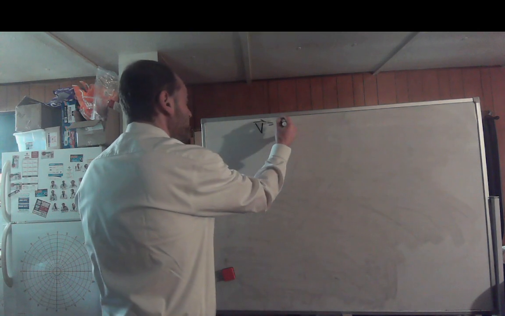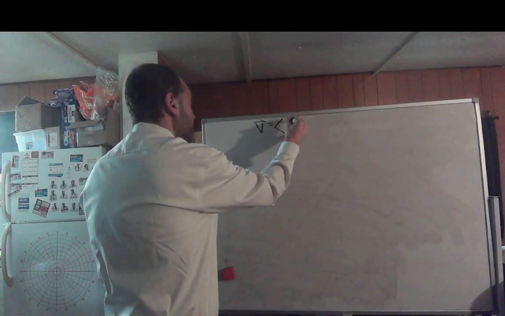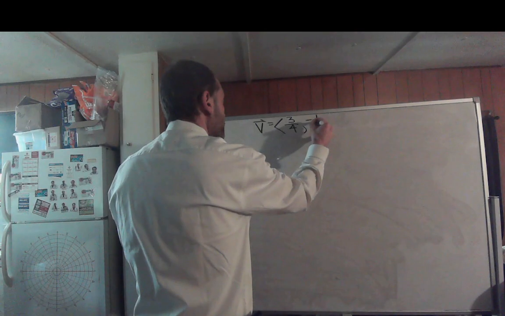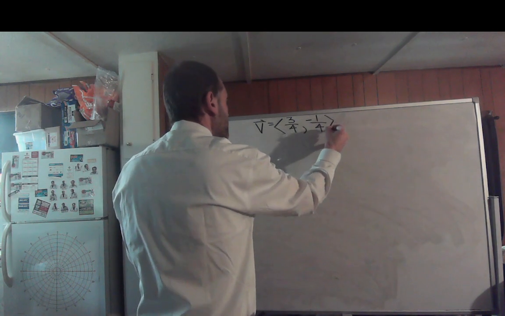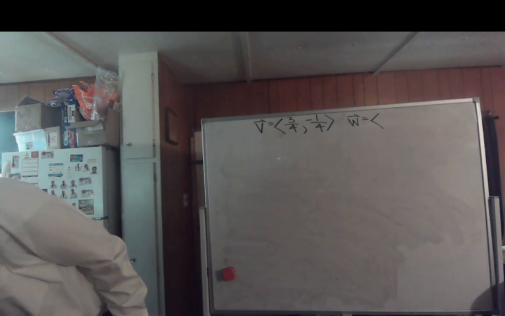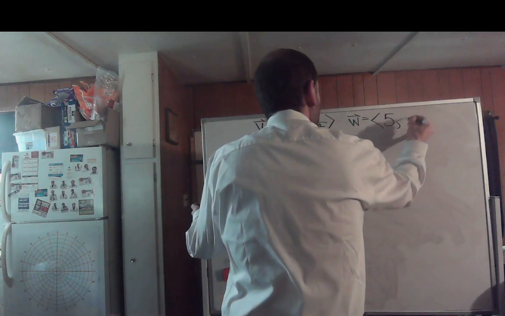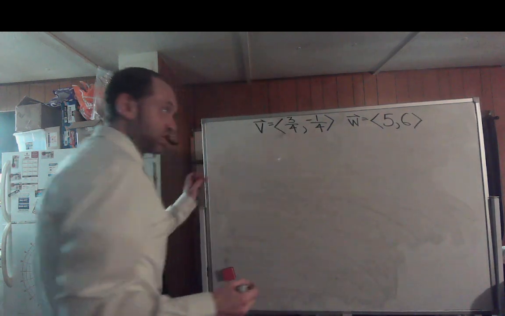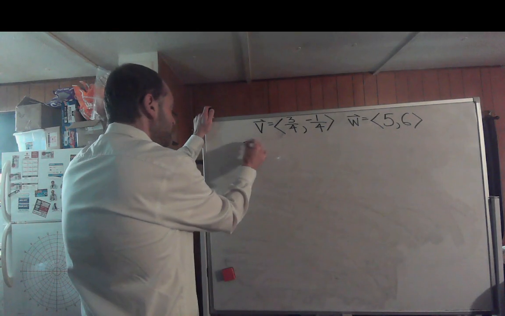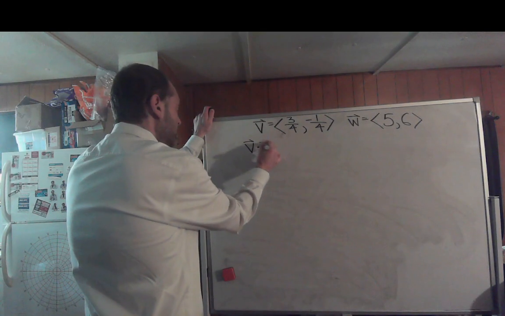Alright, so what about this one? Vector v is 3/4, negative 1/4. And then we have vector w, which has components of 5, 6. Well, let's go for their dot product first to see if they're orthogonal. So that means we'll take the dot product of vector v and w.